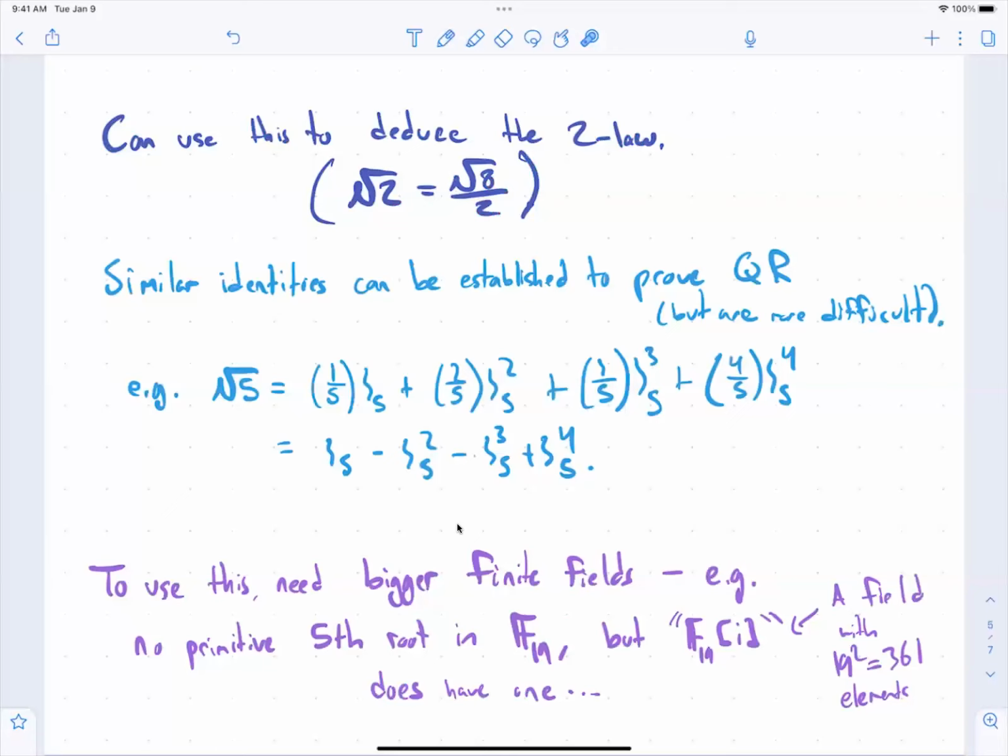What's cool is that there are lots of similar formulas, and enough formulas like this that you can actually use them to prove quadratic reciprocity. These similar formulas are a little bit more difficult to establish, but they're not so bad. For example, here's a formula for the square root of 5. If you have a primitive 5th root of unity, so here zeta 5 is a primitive 5th root of unity.